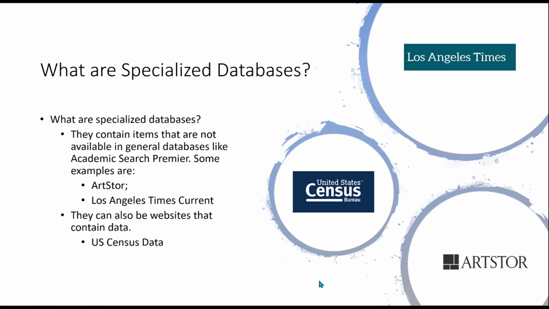So what are specialized databases? They are library databases which contain digitized objects that are not available in the library's general databases. Some examples are the Los Angeles Times Current Database and ArtStore database. These resources are unique because they allow you to access historic materials in one place. The Los Angeles Times databases, for example, allow you to access articles from 1881 to present.